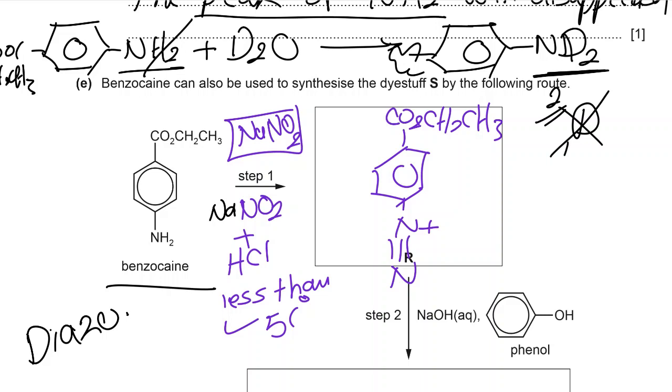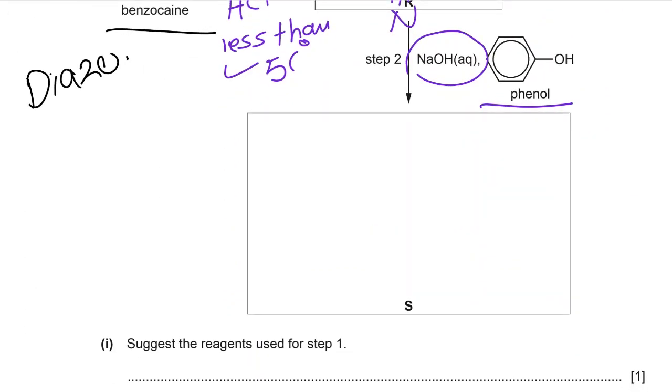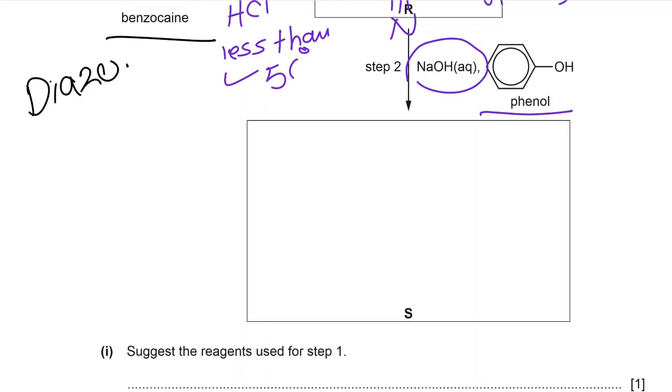Okay, so this one is the diazo salt, the diazonium salt. Let's write it: diazonium salt. Why is it a salt? Because this is positive here, and it will be bonded with the chloride. Then when you react it with phenol in the presence of alkali, you will form this dye. The dye, you will bond your compound.